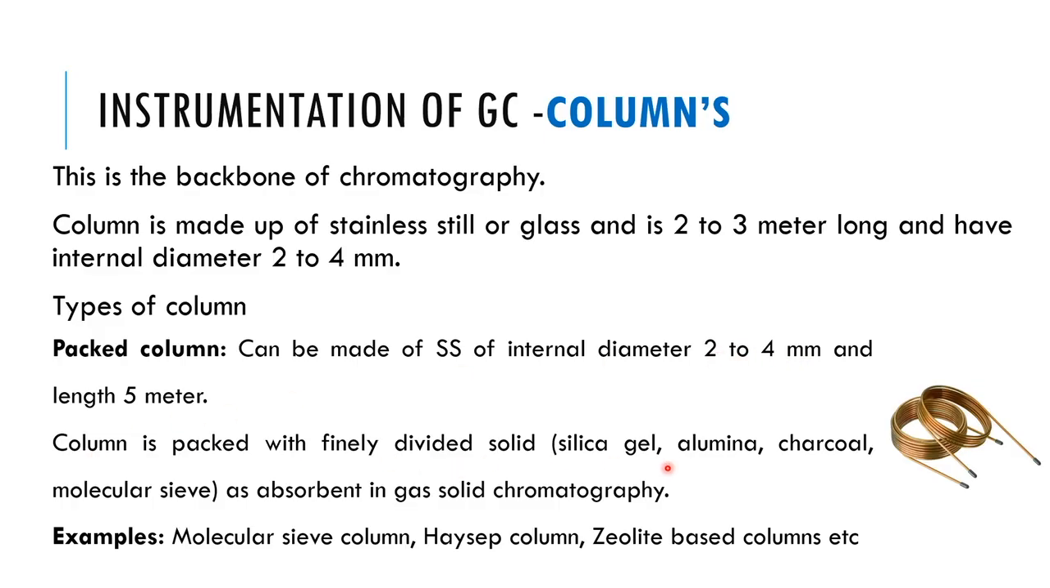Here the solids are packed tightly for the elution. You have packing such as silica gel, alumina, charcoal, and molecular sieve as an adsorbent in gas solid chromatography. Some of the columns are molecular sieve column, Haysep column, and zeolite based columns can also be used for GC.